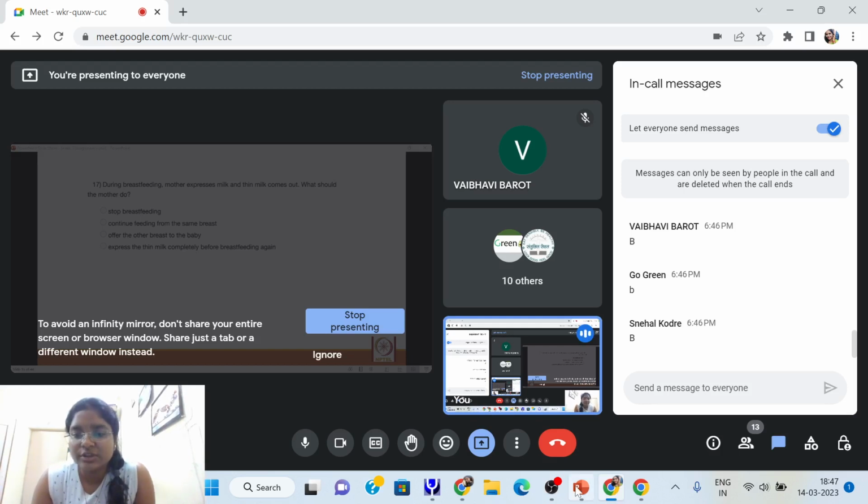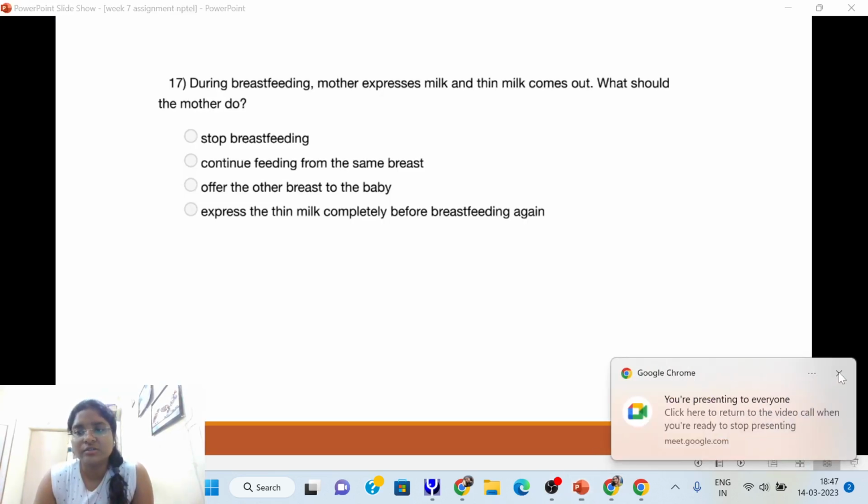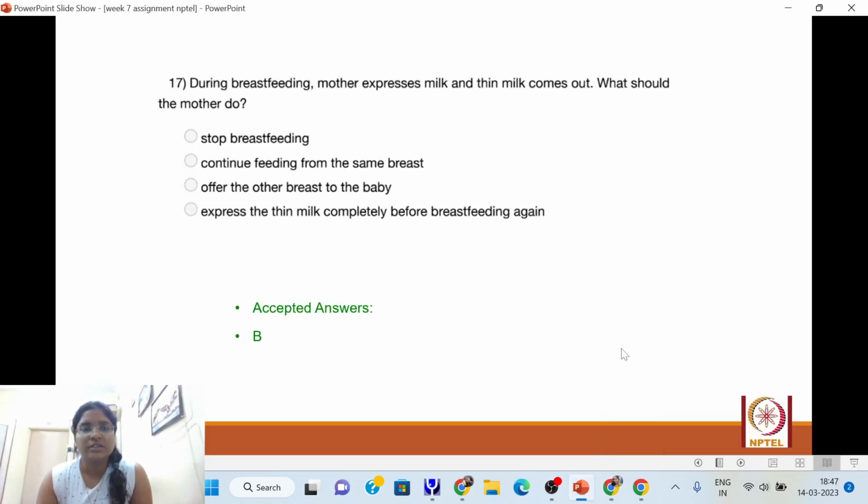Okay, let's see what is the correct answer to this question. Correct answer is B. Continue feeding from the same breast because after the thin milk, the thick milk will start coming out. So if you change from one breast to another, it will not be good for the baby, because the baby needs thin milk, that is the foremilk, as well as the fat milk, that is the hindmilk, for proper nutrition and growth, right?